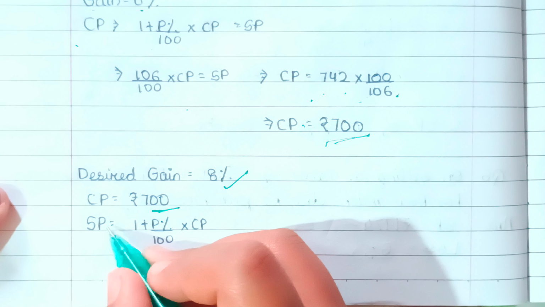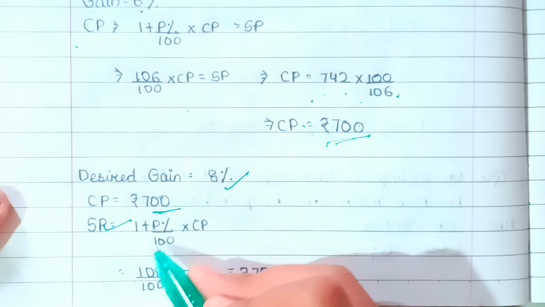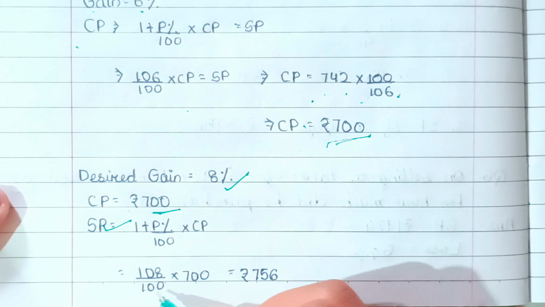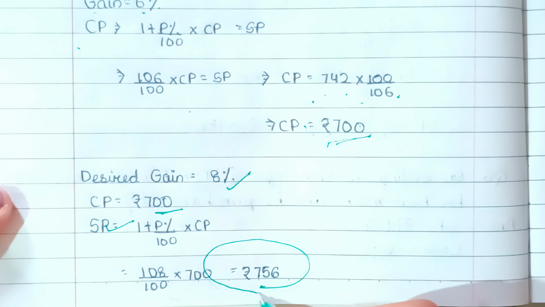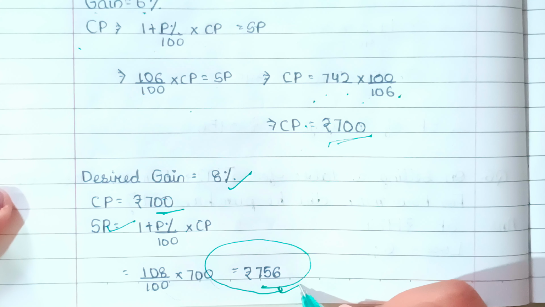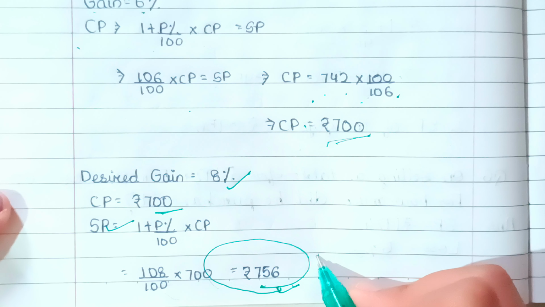Now the selling price we can find easily as we are given with everything we want. So 1 plus profit percent into CP is equal to 108 into 700 is equal to rupees 756. Thus this is the desired SP. By selling the bat for rupees 756, the man can gain 8% profit. Let's move on to the next question.